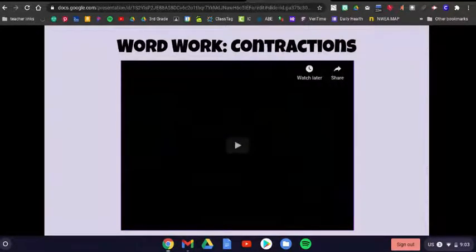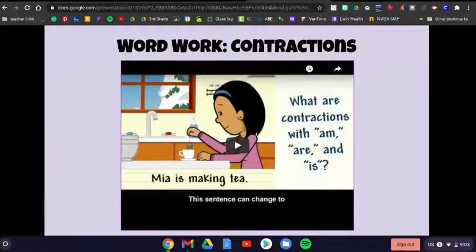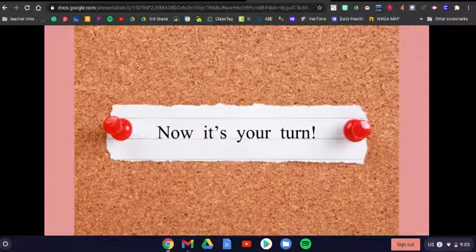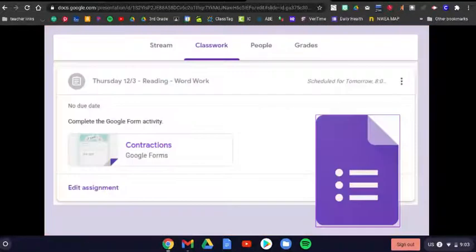No, poor Moby. So contractions are when you take two words and you kind of smoosh them together using an apostrophe to make it quicker and easier to say. They reminded you in the video to make sure that the apostrophe goes in the right spot because it replaces the letters that are missing, and to go back and read your word and your sentence to make sure that it makes sense. And now it's going to be your turn to show off what you know about contractions.